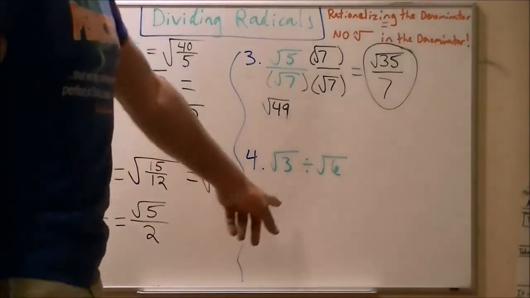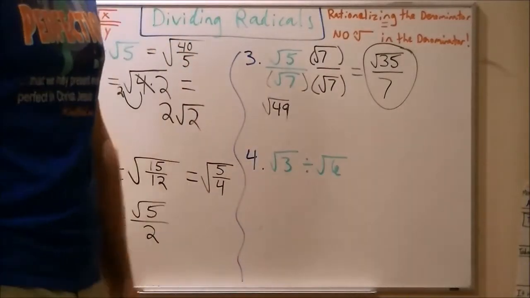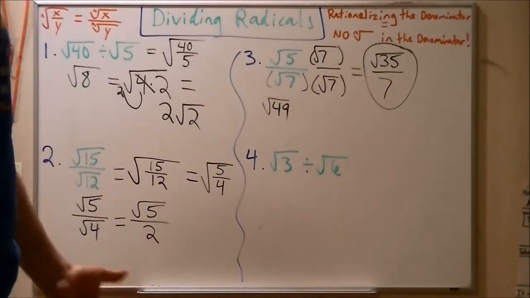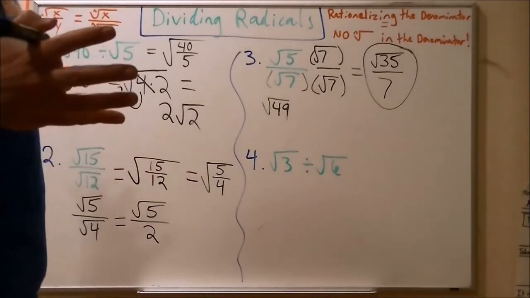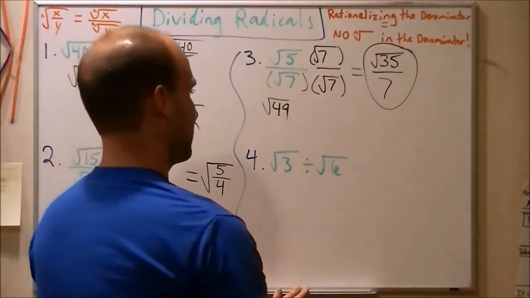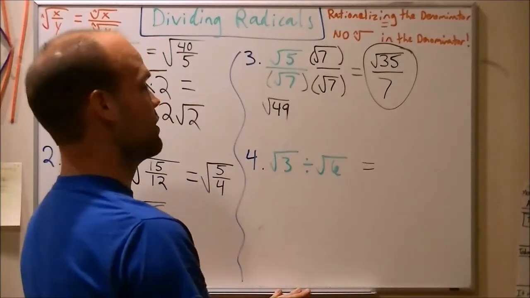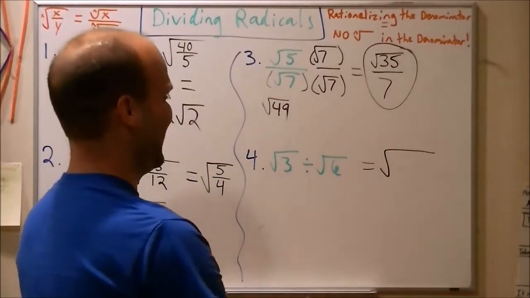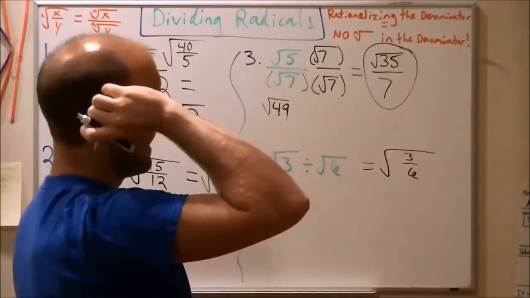Okay. How about number 4? Let's try this one. The square root of 3 divided by the square root of 6. I don't like those being separate, do you? I don't like mathematical divorce. I like to bring two parties that are at odds in math under the beautiful umbrella of holy mathematical matrimony. And so let's do that. Let's make the square root of 3 divided by the square root of 6 one big happy square root family. But we're still going to have 3 divided by 6.